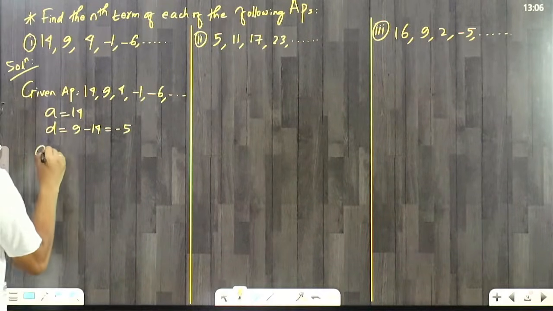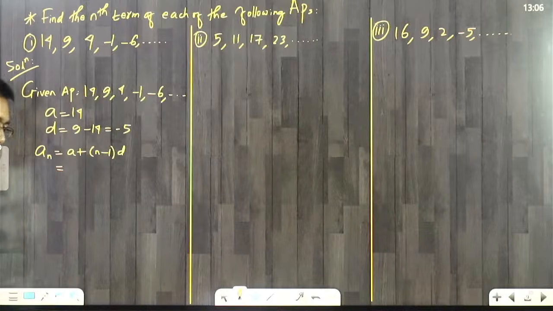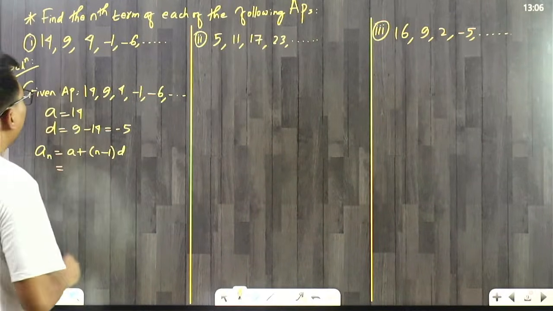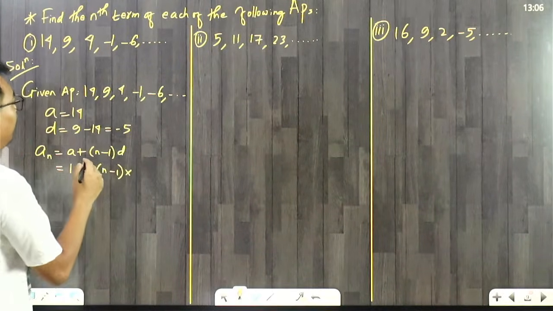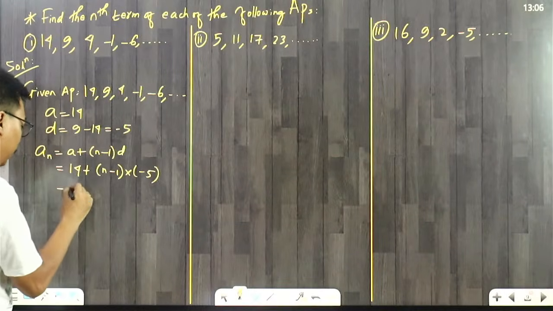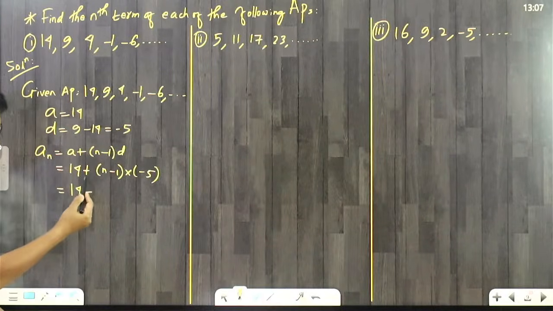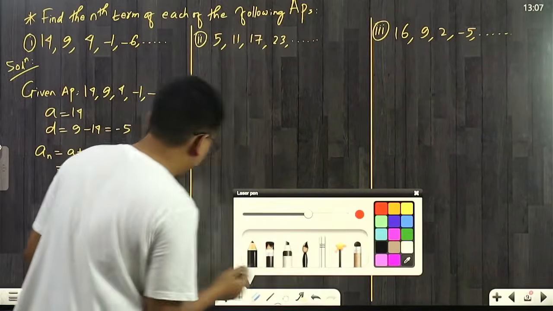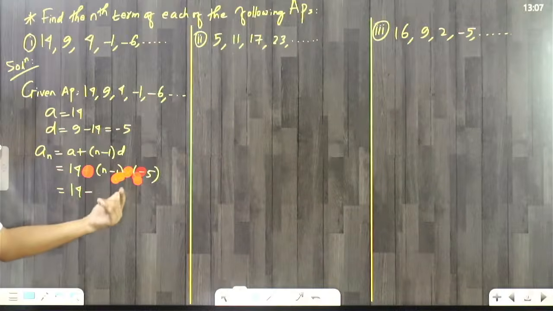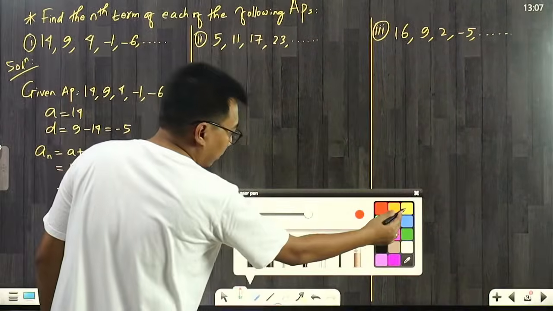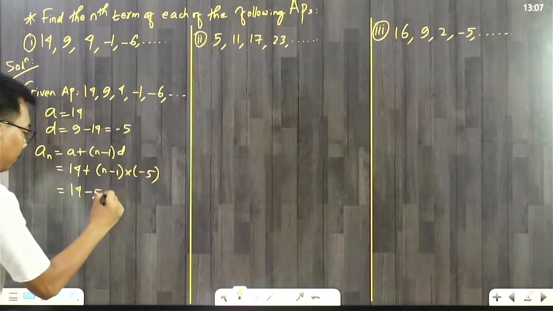We have to find nth term. So nth term is a plus n minus 1 d. How much is a here? 14 plus n minus 1 d. How much is d? d is minus 5. So we'll get 14 plus into minus will be minus 5 here. Okay, don't get confused. I'll show you properly. Here I have plus, here I have into and minus, right? So plus into minus will be minus. So I've written minus here. Okay, do not get confused. So I'll get minus 5 into n minus 1.